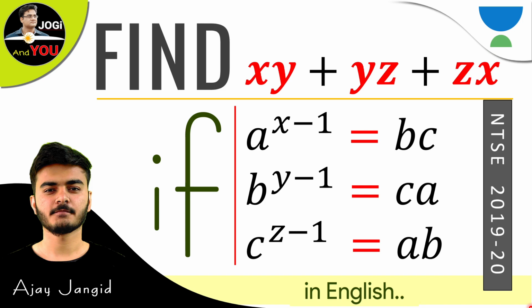Friends, today's problem is related to algebra. It's a tricky problem which says: find xy plus yz plus zx if we have a to the power x minus 1 is equal to bc, b to the power y minus 1 is equal to ca, and c to the power z minus 1 is equal to ab. So we have all these three conditions, and with the help of that, we have to find the value of xy plus yz plus zx. And this question has been asked in the NTSE examination 2019-20.